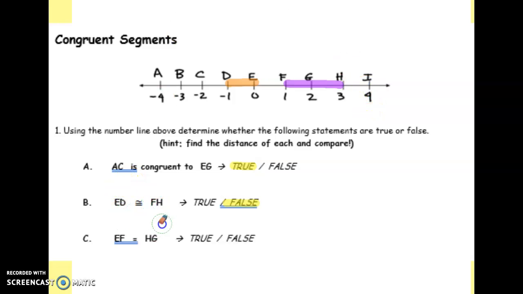Okay, let's take a look at the third example here. So EF equal to HG. So EF, oh, let me come up here and erase. EF, distance of 1. HG, also distance of 1. So this last one, you should see that they are exactly the same in length, so this last one here is true.